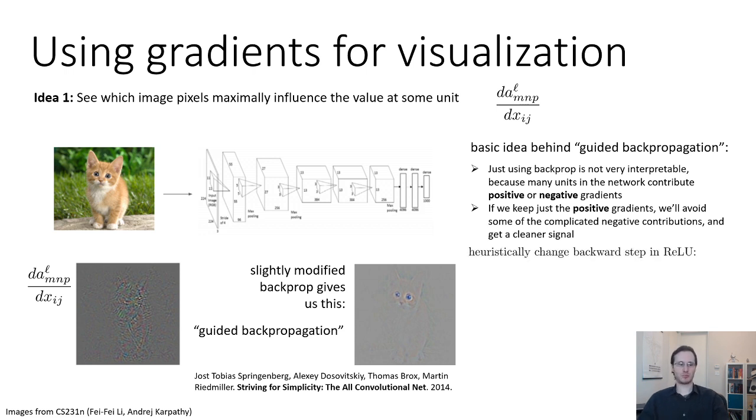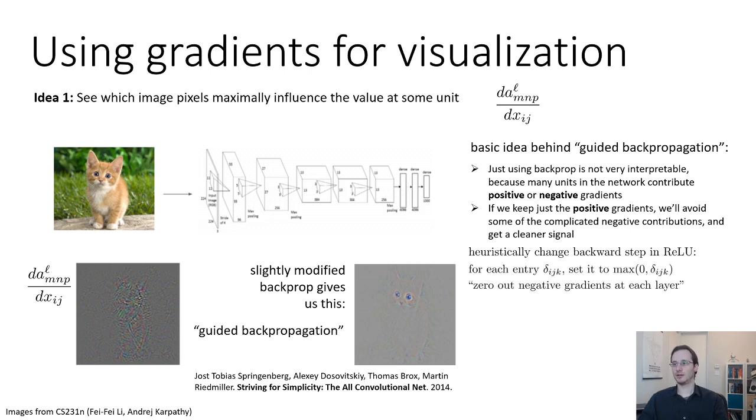So what guided backpropagation does is it introduces a heuristic change every time you backpropagate through a ReLU. Ordinarily, when you backpropagate through a ReLU, if the activation before the ReLU is positive, then you just multiply your delta by 1, and if it's negative, which means the ReLU killed that activation, you multiply by 0.